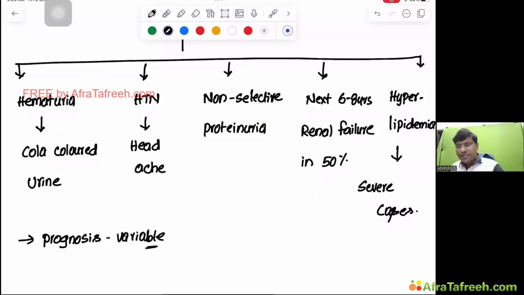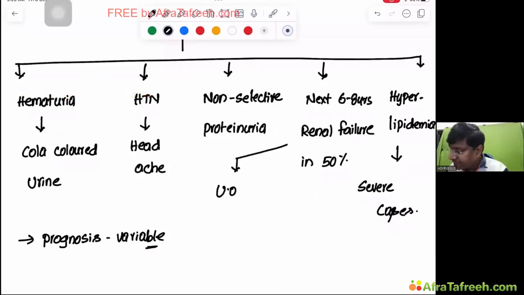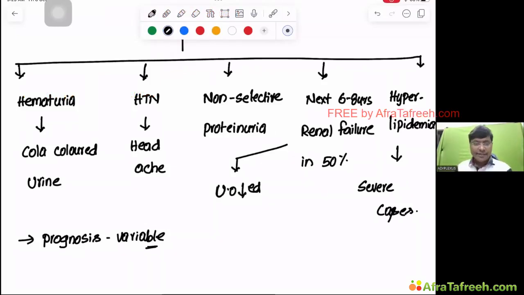Yes, Kamal Nathan, urine output will be reduced. Because of the renal failure, they will have decreased urine output. They will have oliguria. Okay, right. Then how will you work up these patients?